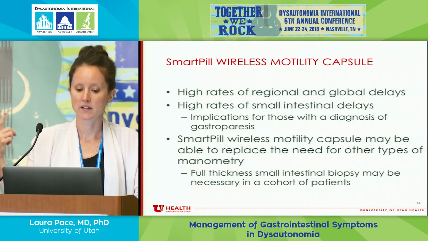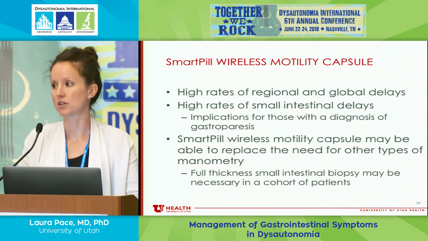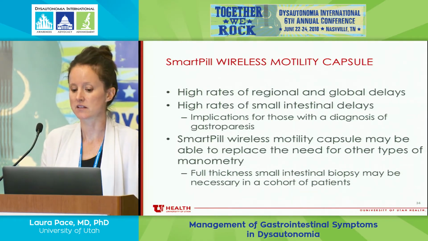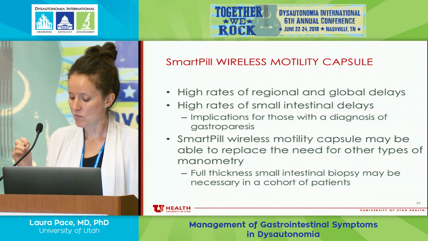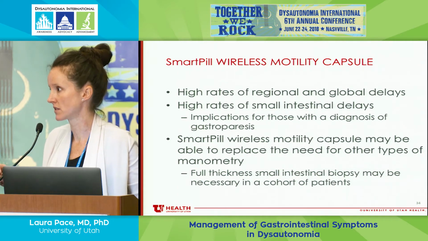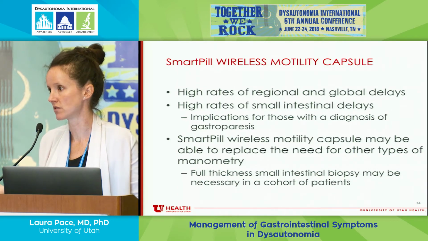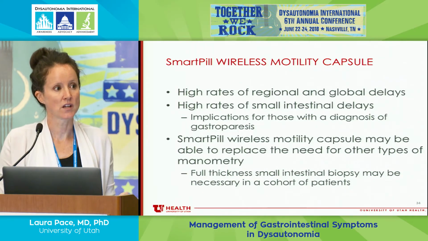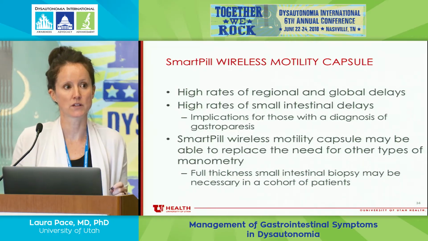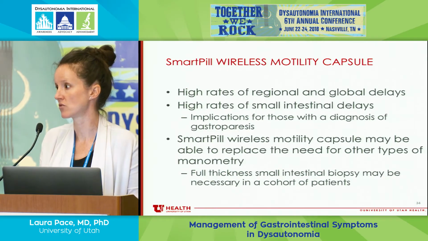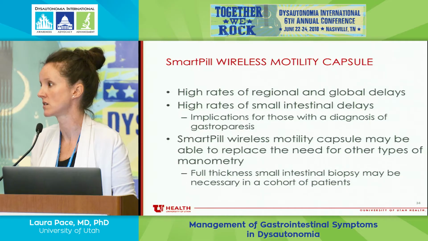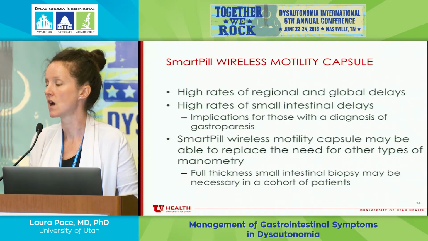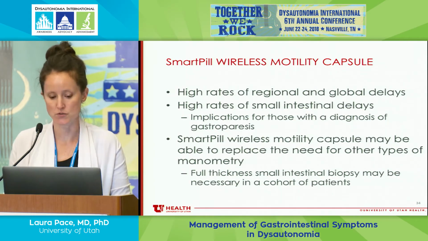So what I find, again, is just high rates of regional and global delays. I see high rates of small intestinal delays, and this is much higher than what they're seeing at other centers, and I think it's because my patient population is unique. I think that potentially the smart pill could replace the need for intraduodenal jejunal manometry that's only available at specialized centers and provide us with an opportunity to investigate some of these diagnoses at more institutions.